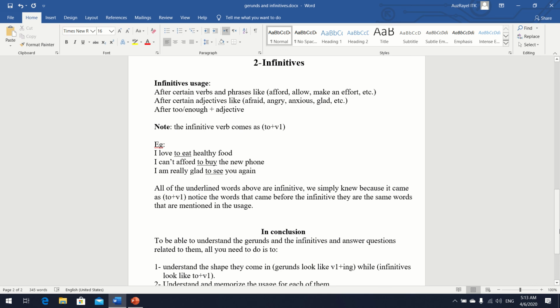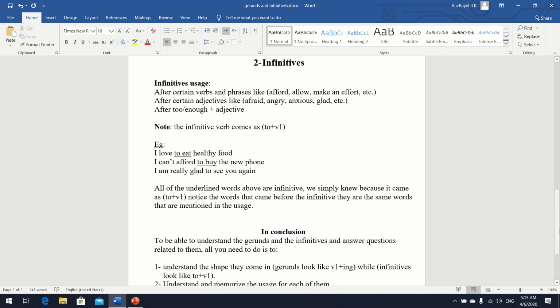So next we are going to talk about the infinitives. So what is the usage of the infinitive? As we said before, the infinitives come as 2 plus verb 1. This is the form of the infinitives. So they come after certain verbs and phrases like afford, allow, sorry, make an effort, etc. So these verbs and phrases and others come before the infinitive verbs.